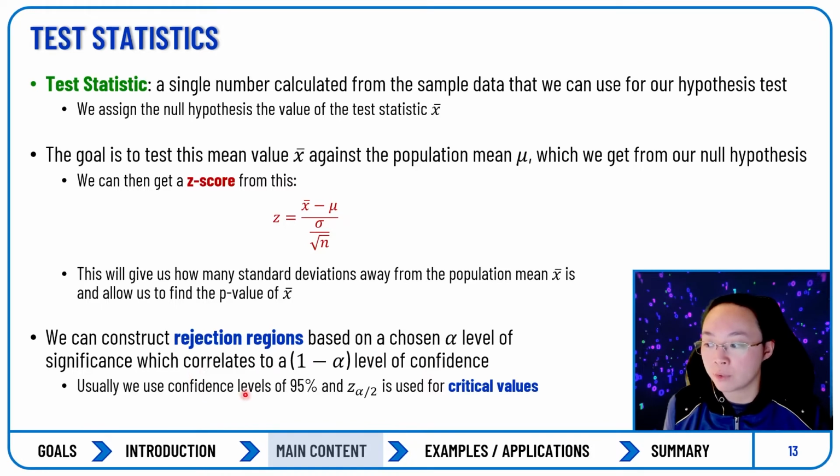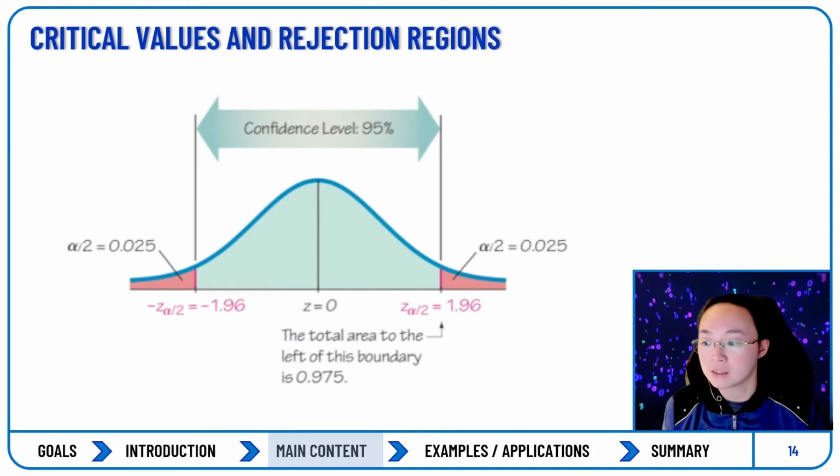So usually we're going to use a confidence level of 95%, and then you're going to find the z-score of alpha over 2 for a two-tailed test for critical values. So let's go through what that means. This is a little bit blurry, but if I have a confidence level of 95%, this means that the majority of my values are going to fall between here and here. And I'm fairly confident that they will. So that leaves the two remaining tails to be our 5%.